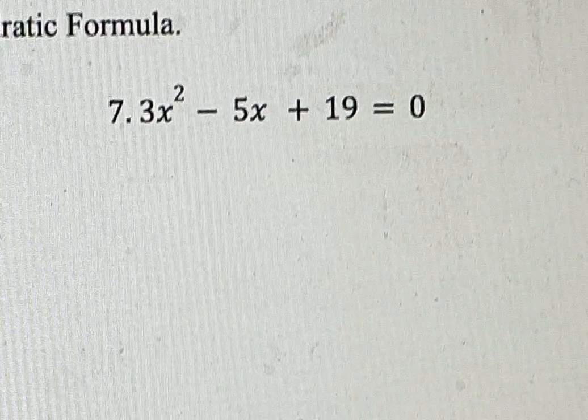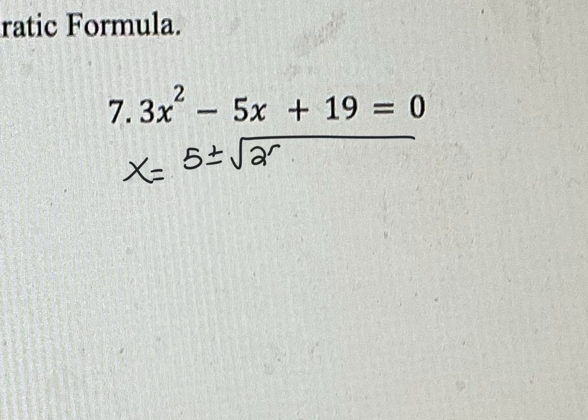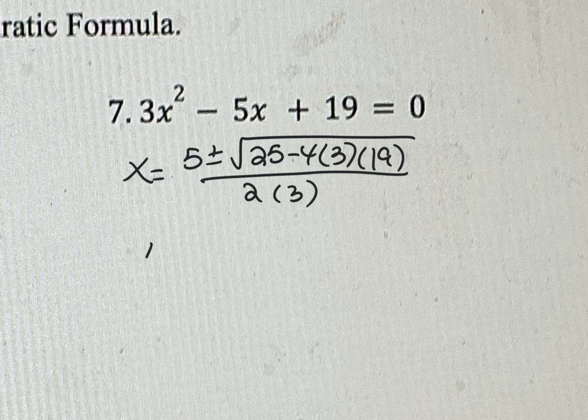All right, one more. Can't reduce this one, so I'm stuck. X equals -b, which is positive 5, plus or minus the square root of b squared. If you square -5, it's 25 minus 4ac, all over 2a. So I get x equals 5 plus or minus, let's see, gosh, it's going to be negative 12. Let me see what 12 times 19 is. Let's see.